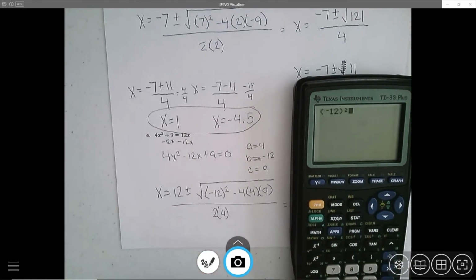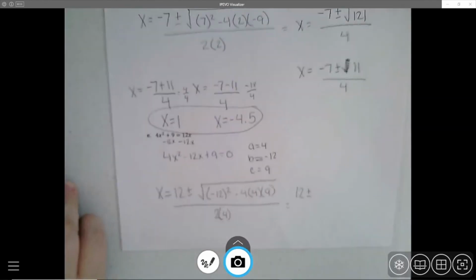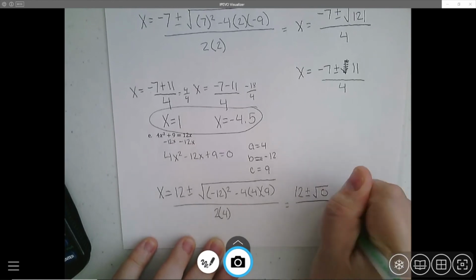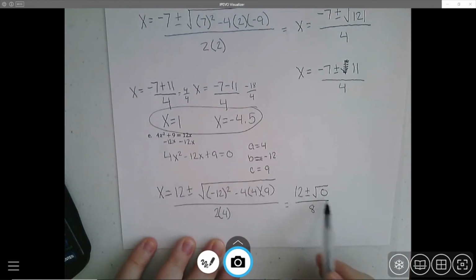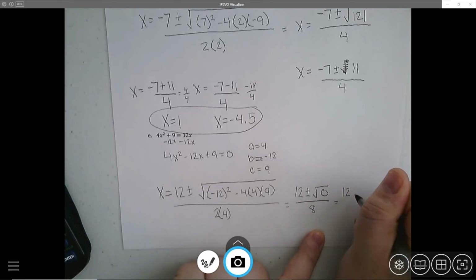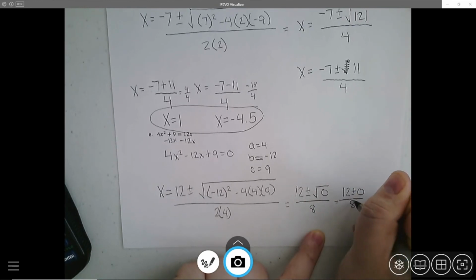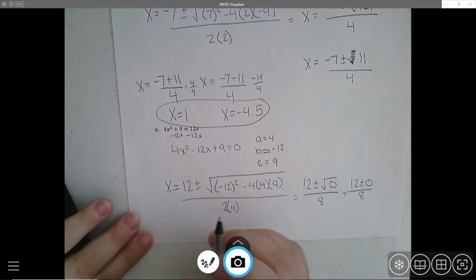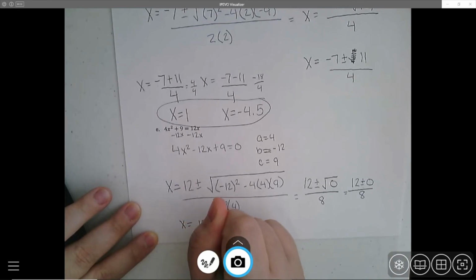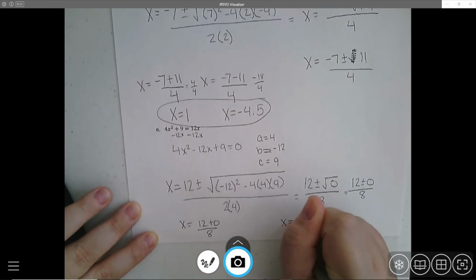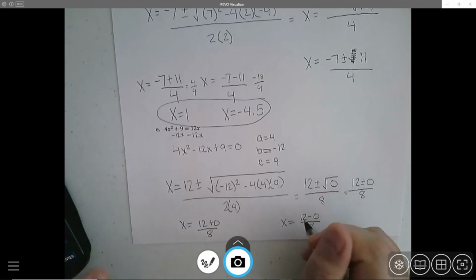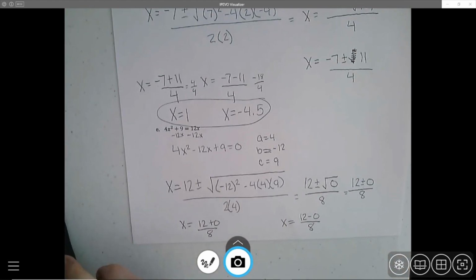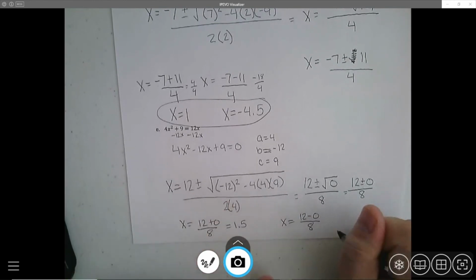Into my calculator: negative 12 squared minus 4 times 4 times 9. I get 0. So it's 12 plus or minus the square root of 0, over 2 times 4, which is 8. The square root of 0 is 0. Since this is a perfect square, I can go further. I take it once when it's plus and once when it's minus: x equals 12 plus 0 over 8, and x equals 12 minus 0 over 8. 12 divided by 8 is 1.5, for both of them.